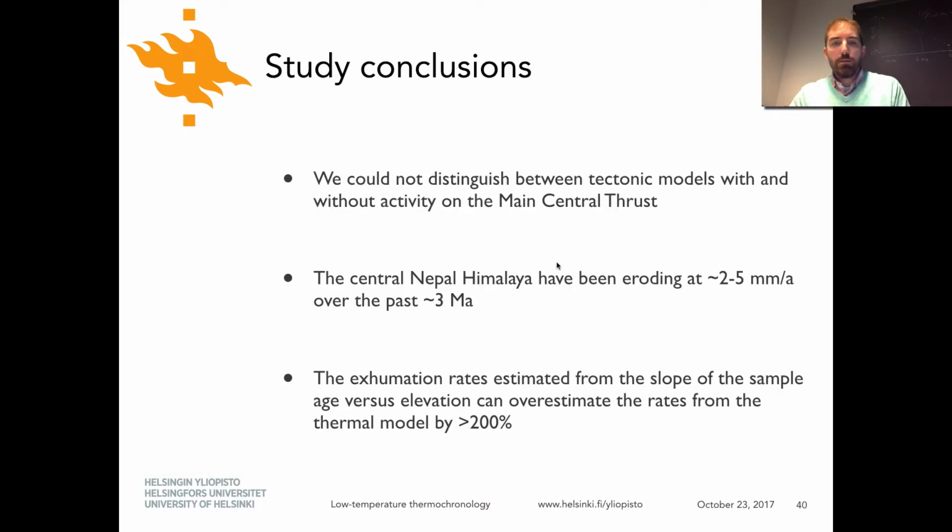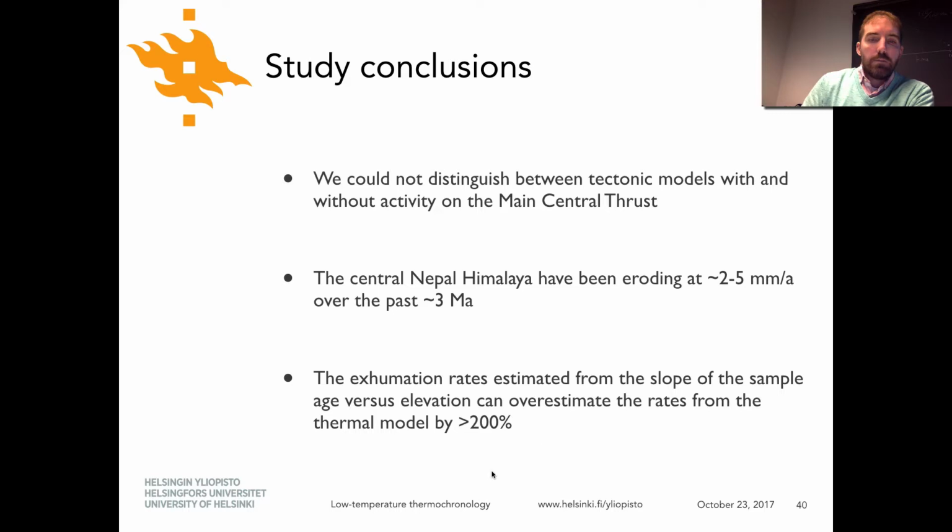So, we basically found out we couldn't tell between the two tectonic models. We see erosion rates of something like 2 to 5 millimeters a year in the central Himalaya. Those are pretty high rates of erosion. If you take those out to kilometers per million years, that's 2 to 5 kilometers per million years of rock erosion. So that's quite significant.